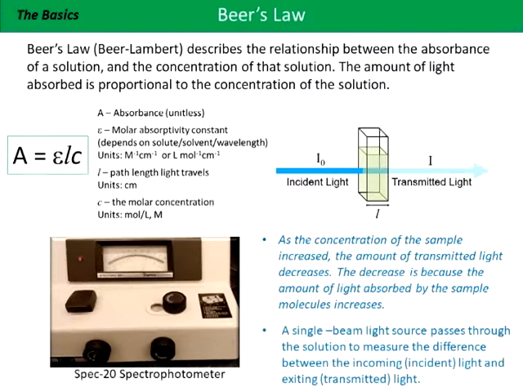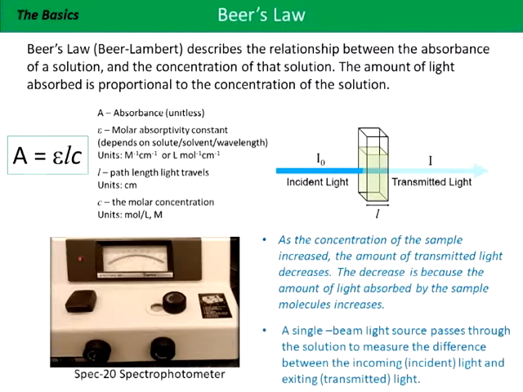being analyzed. Essentially, Beer's Law passes light through a cell containing this sample, and a certain amount of light is absorbed and the rest is transmitted. The incoming light is known as the incident light, and the light coming out is known as transmitted light. The ratio between that light is what allows you to measure the concentration. As the concentration of the sample increases, the amount of transmitted light decreases. The decrease is because the amount of light absorbed by the sample molecules increases.